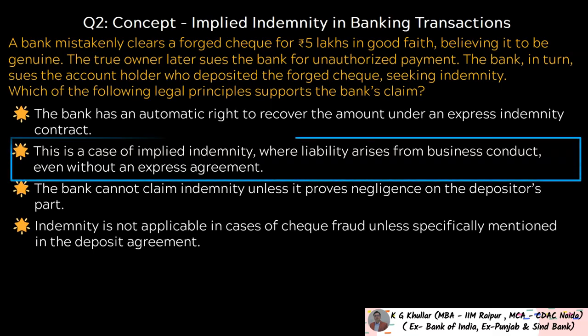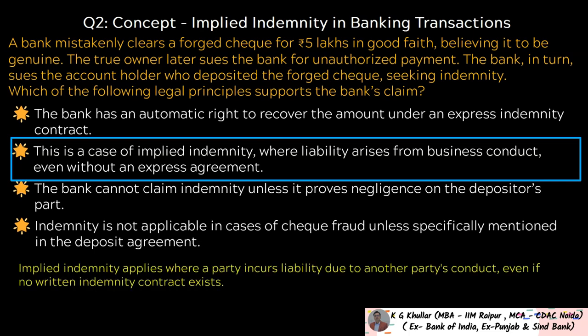As we have learned earlier in the lecture, implied indemnity applies where a party, in our case the bank, incurs liability due to another party's, that is the depositor's, conduct, even if no written indemnity contract exists. Also note, banks are protected under section 125, which allows recovery of damages in cases where indemnity is implied by business conduct. So you the bankers must understand that indemnity can exist without an explicit contract, especially in check clearances, fraud and forgery cases.